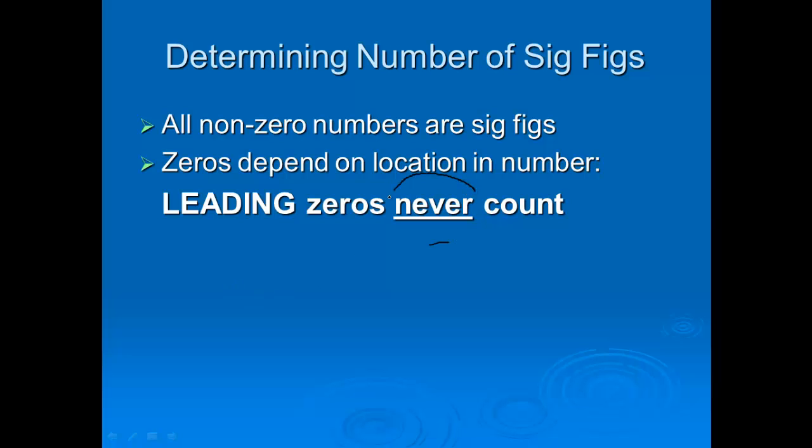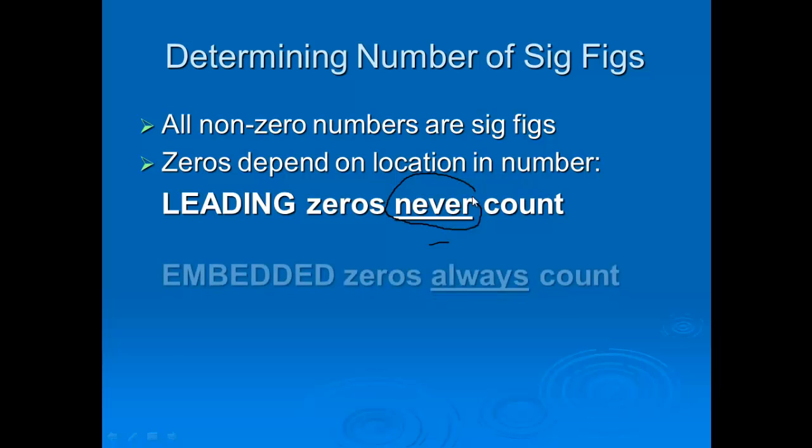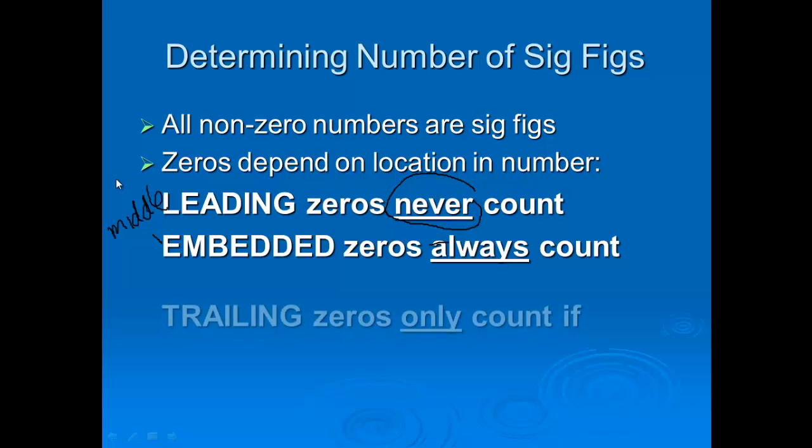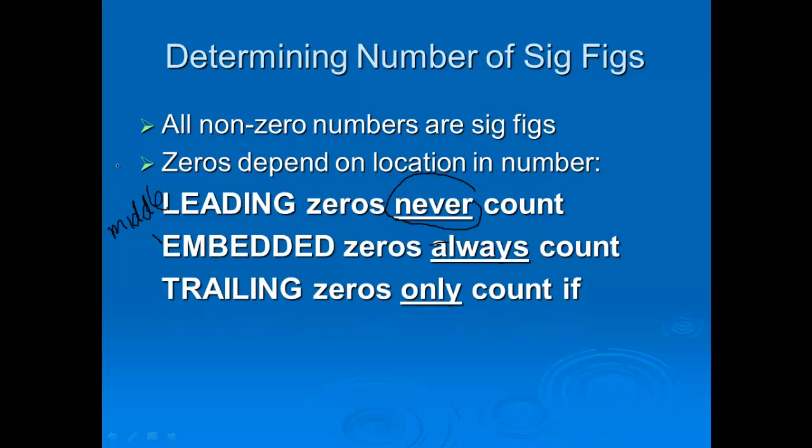Leading zeros never count. Never, ever, ever count. They are just holding places, and you can get rid of them with scientific notation. Embedded zeros always count. Embedded is a fancy word for in the middle. So if you have a 0 in the middle of a number, it's going to count. Now, trailing is at the end, and these are going to have a couple of different rules. Only counts if there's a decimal point.